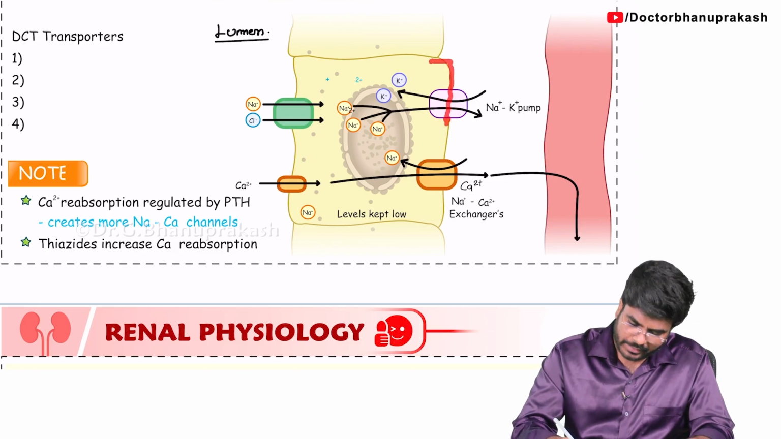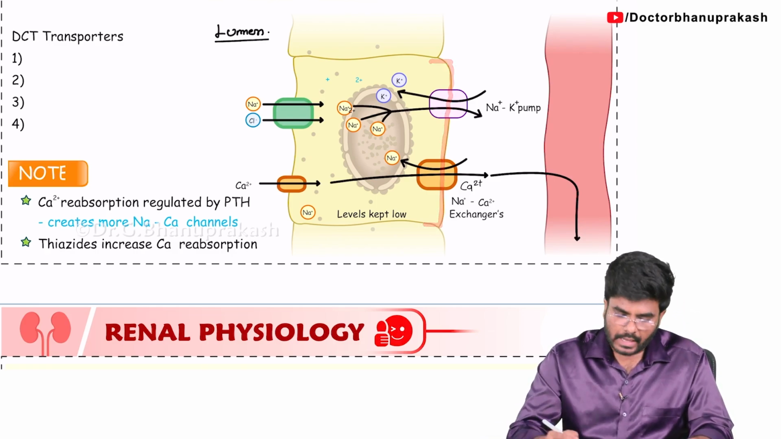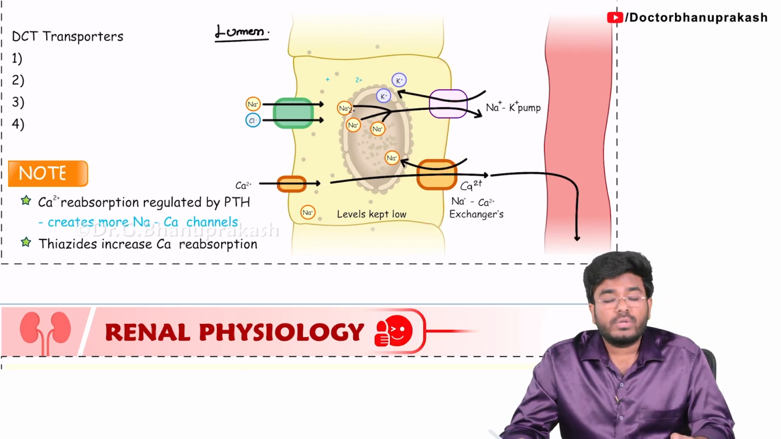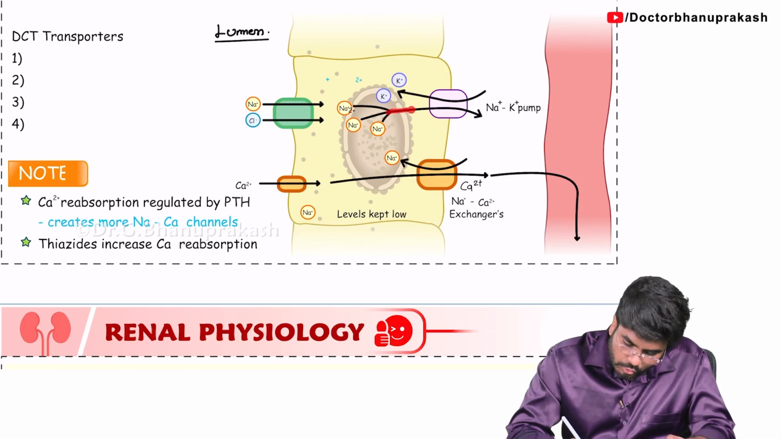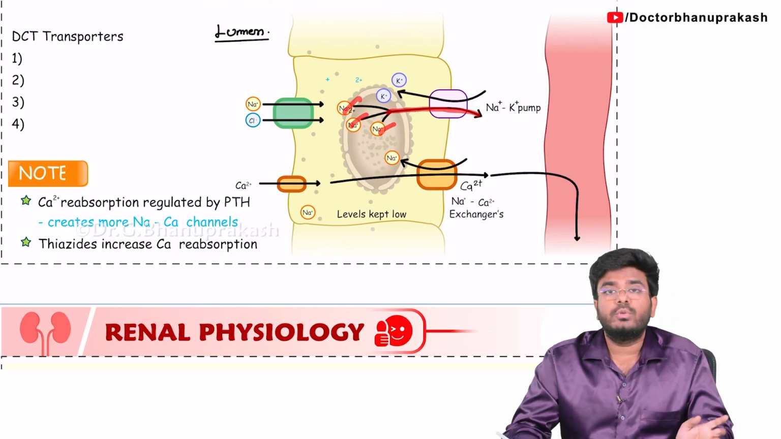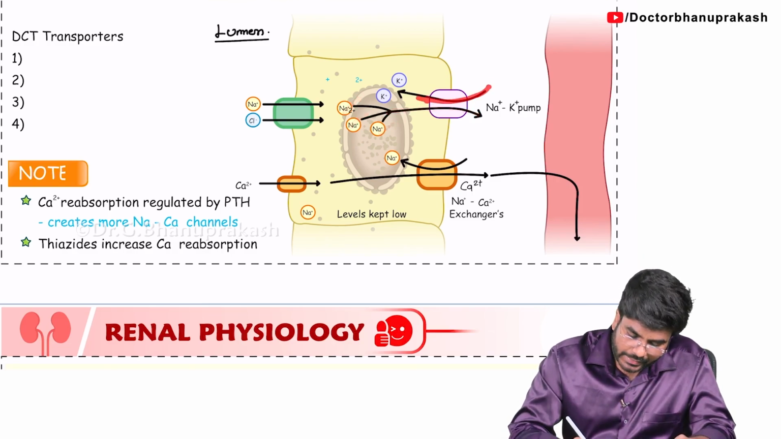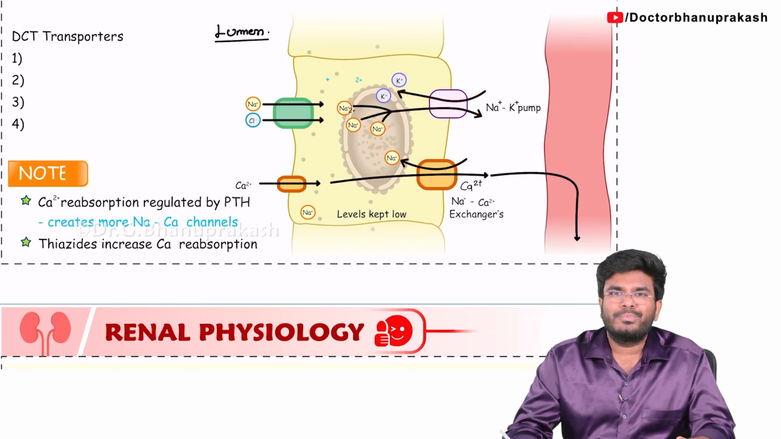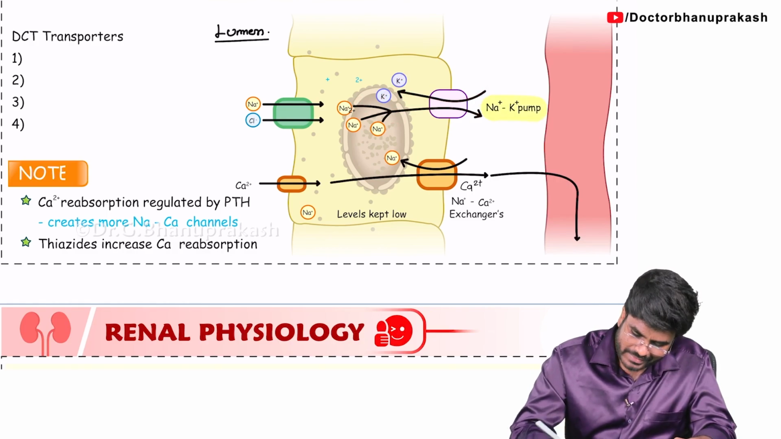Next step. On the basolateral membrane, again two transporters are there. What are these two transporters doing? One is throwing 3 sodium ions out of the cell and bringing 2 potassium into the cell. We all know it's our favorite sodium potassium pump.